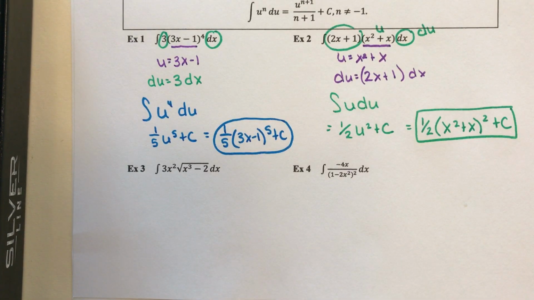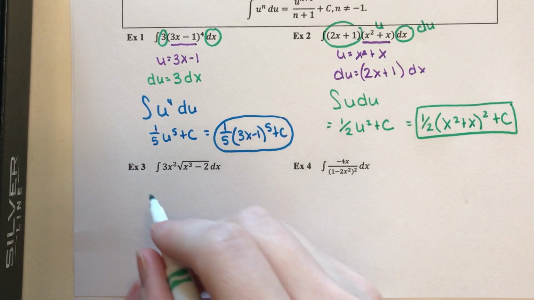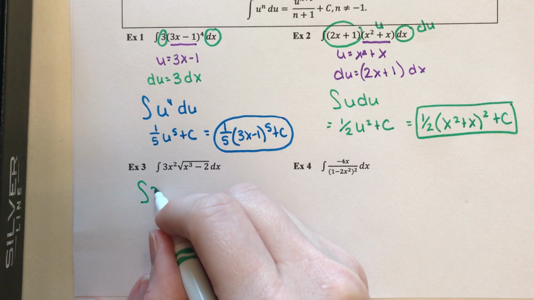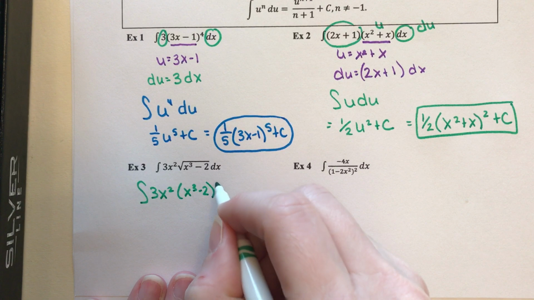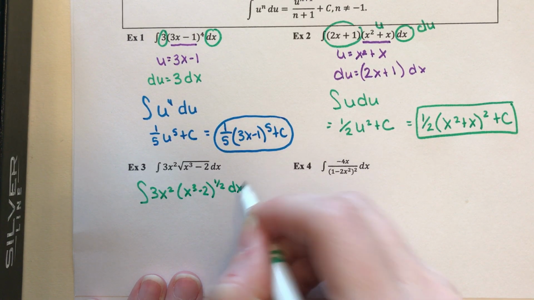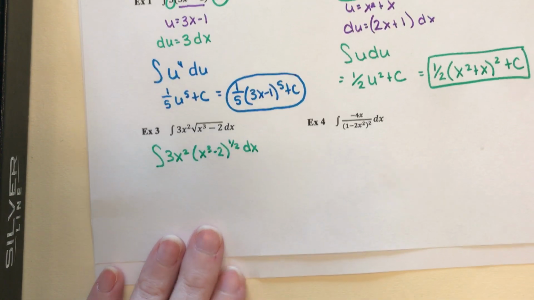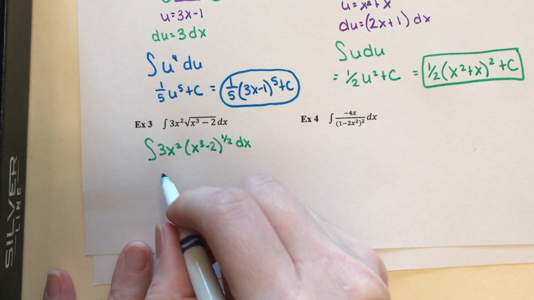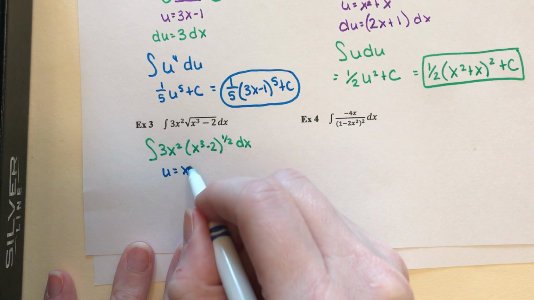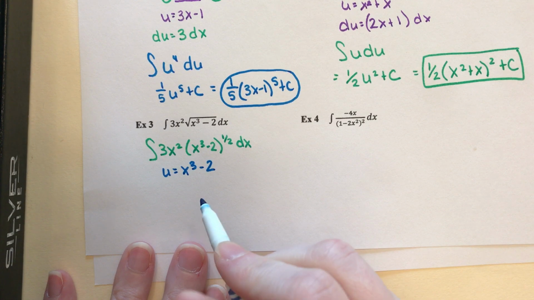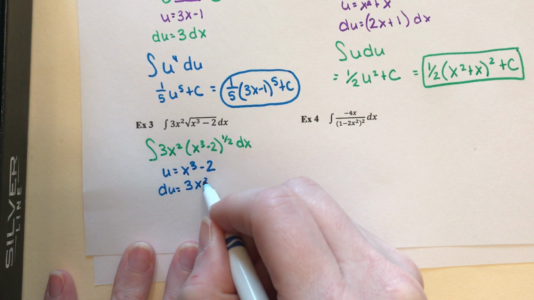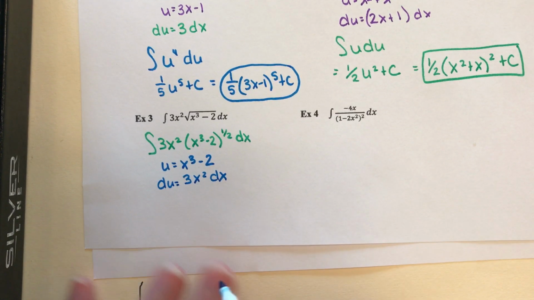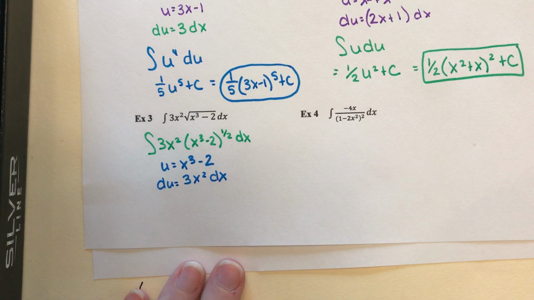Okay, let's go to number 3. I'm going to rewrite this. I have a radical, and anytime you have a radical, you want to rewrite it. Okay, so I'm going to pick the inside part here. u equals x to the 3rd minus 2. du would be 3x squared dx. So it works out perfectly. It matches perfectly with the other part.